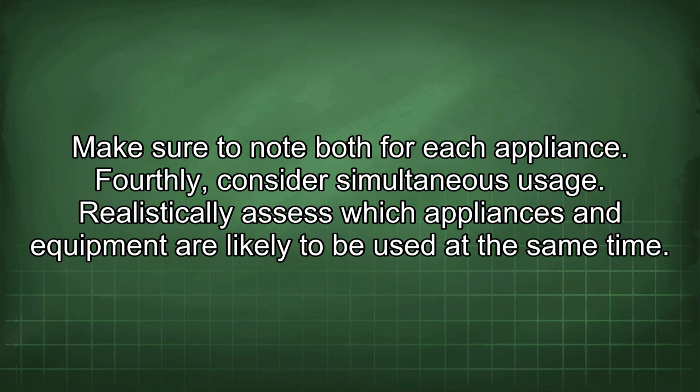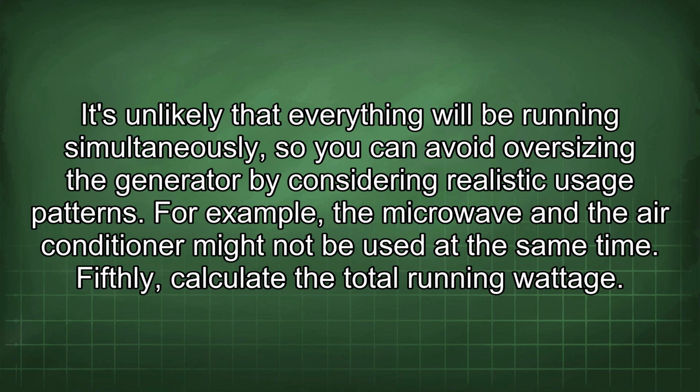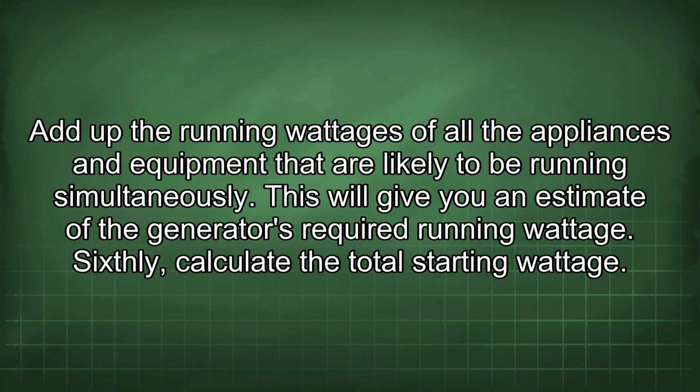Fourthly, consider simultaneous usage. Realistically assess which appliances and equipment are likely to be used at the same time. It's unlikely that everything will be running simultaneously, so you can avoid oversizing the generator by considering realistic usage patterns. For example, the microwave and the air conditioner might not be used at the same time. Fifthly, calculate the total running wattage. Add up the running wattages of all the appliances and equipment that are likely to be running simultaneously. This will give you an estimate of the generator's required running wattage.